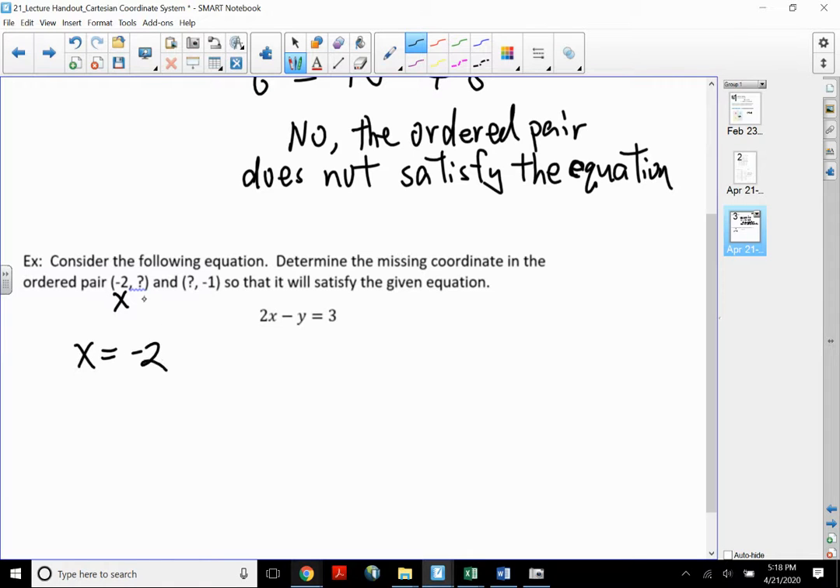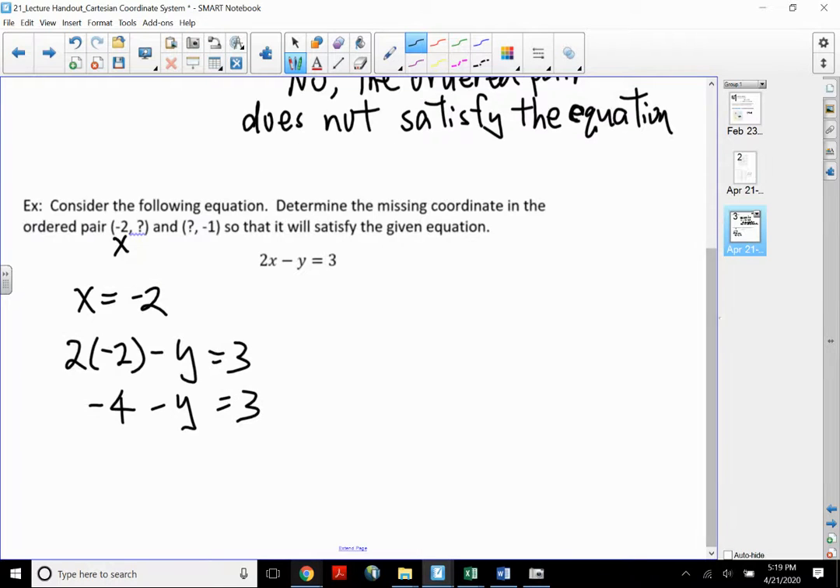Okay, so x is -2. Let's solve for y. So if I give you x value, that means I want you to solve for variable y. So 2 normally times x, now 2 will times -2. Substitute -2 for x, minus y equal to 3. 2 times -2 is -4. So still negative y and equal to +3.